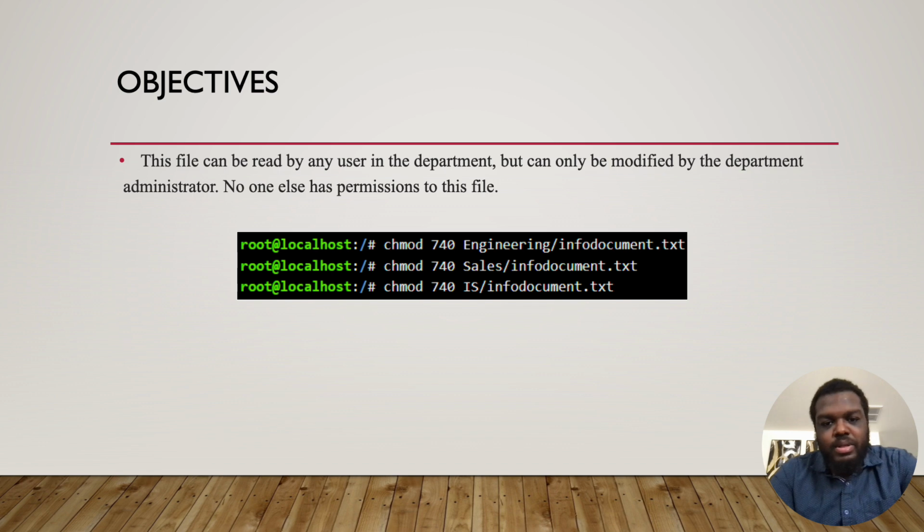Okay, so what I'm doing here is making sure that the admin has full read, write, and execute access, and anybody that is in their group can just read it, and I'm making sure that no one else in any other group can actually access that file, which is why the 740 is so important.